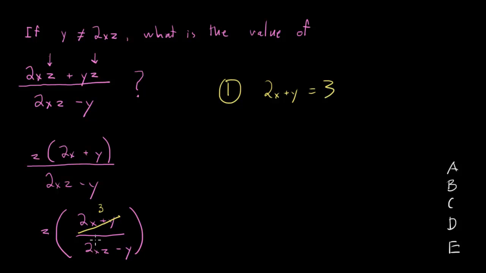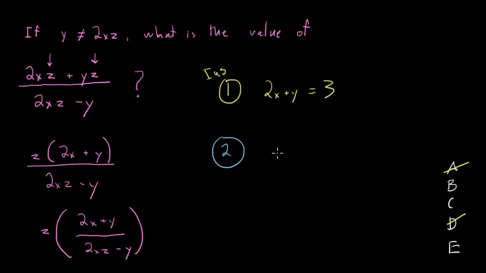And is that enough to know a value? Well, absolutely not. For one thing, we don't know what this z is out here. So this is just some unknown number times this whole thing, and we don't even know this whole thing. So we definitely don't know a value for the whole thing. Number one is insufficient, and that gets rid of A and D. On to statement number two.